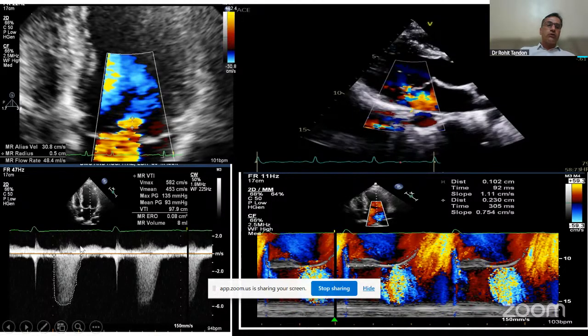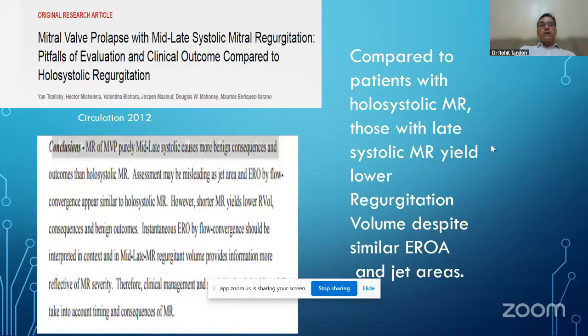If the patient is having mid to late systolic MR, the continuous wave Doppler will show a faint jet in the first part of systole, and from the mid to late systole only the jet will appear, and we will get a wrong velocity time integral. And single phase measurements like PISA, as in this case, are actually not helpful. Supportive parameters like LA and LV dilatation are more helpful in these patients. So this study again compared patients with holosystolic MR to those with late systolic MR, who yield lower regurgitant volume and lower ERO and jet areas, though jet area will be higher, but lower quantification measures.